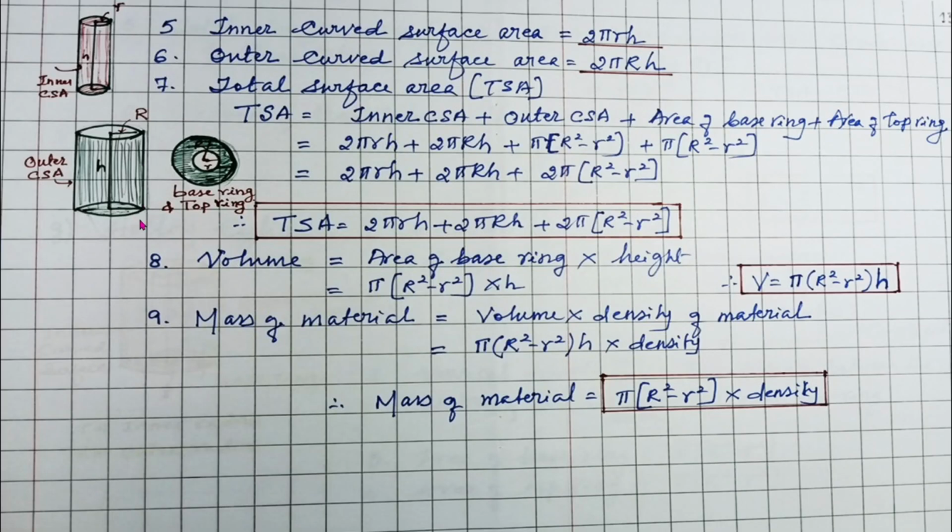Now, the volume of a hollow cylinder is the area of the base ring into height, and we know that the area of the base ring is pi R square minus r square and height is h.